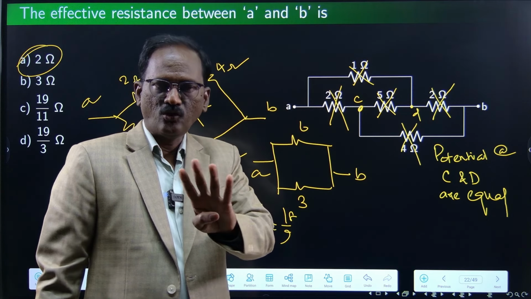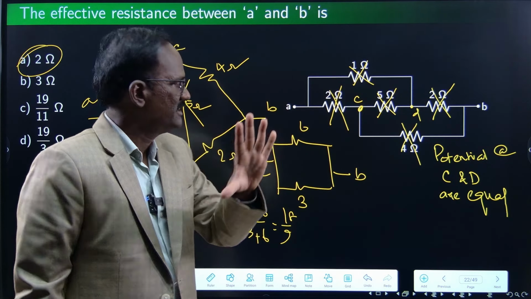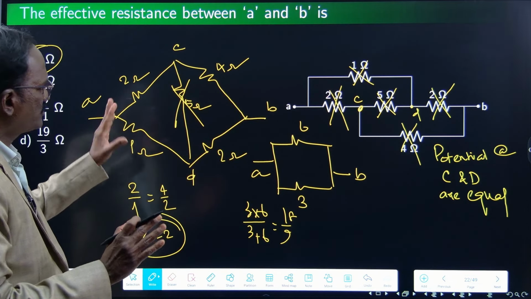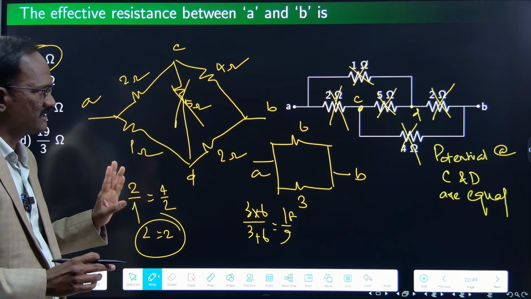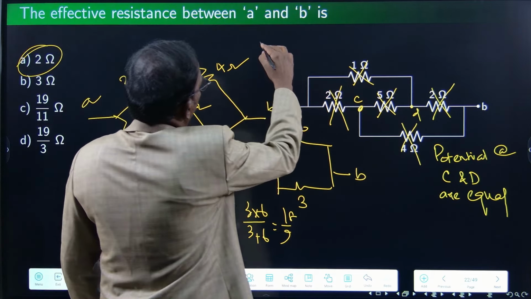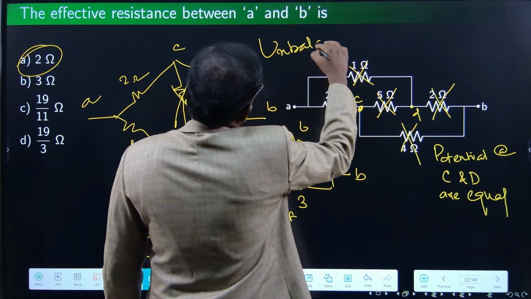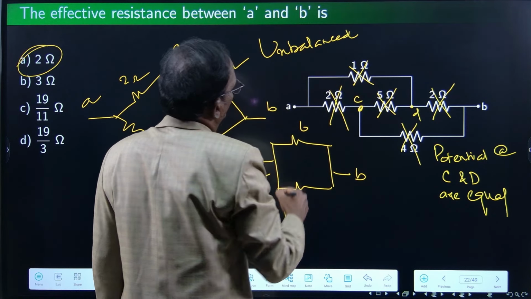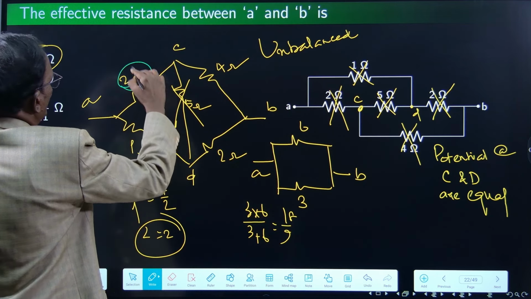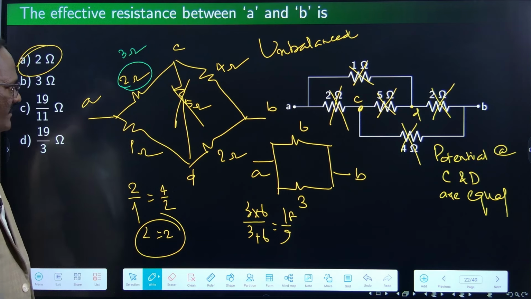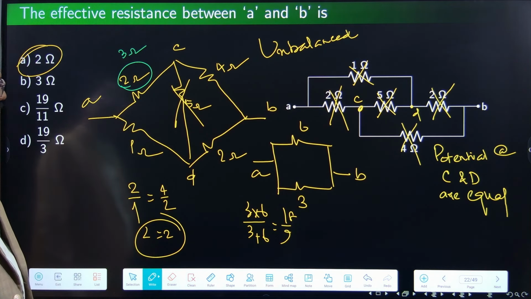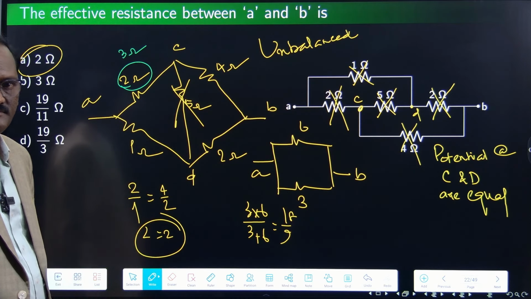Right. If there are 4 nodes and 5 resistances, you redraw it to look like a Wheatstone bridge, and you look for this condition. Okay. Now you may ask me, if the Wheatstone bridge is unbalanced, say for example, it is not 2 ohms, it is 3 ohms. Then 3 by 1 is not equal to 4 by 2, unbalanced. How to solve such a circuit?